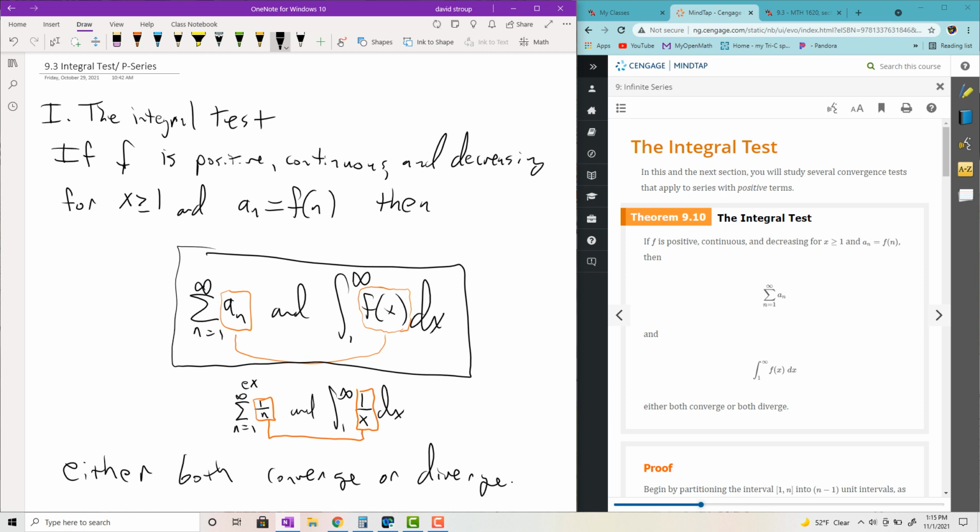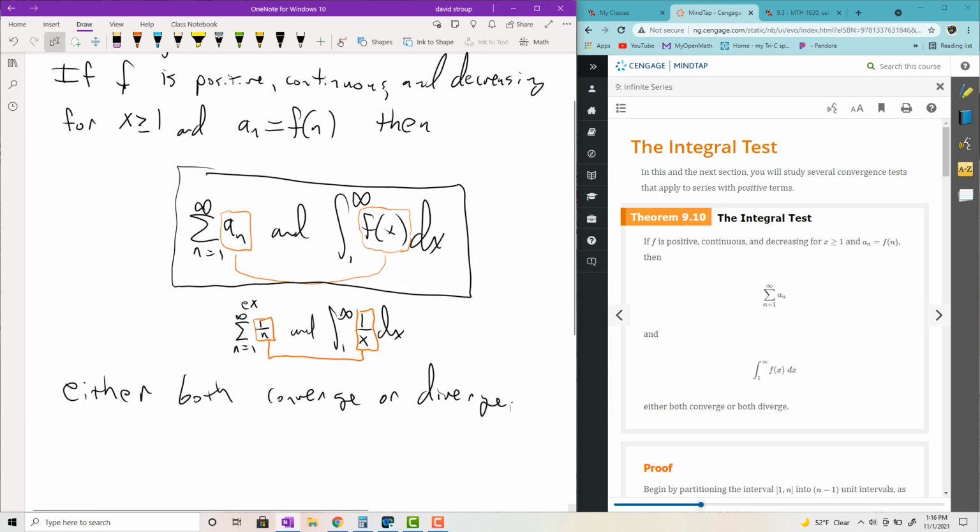So ultimately, if you're trying to figure out the behavior of a particular series, and the terms of the series can be integrated over an infinite interval, then you'll be able to make a conclusion about that particular series.